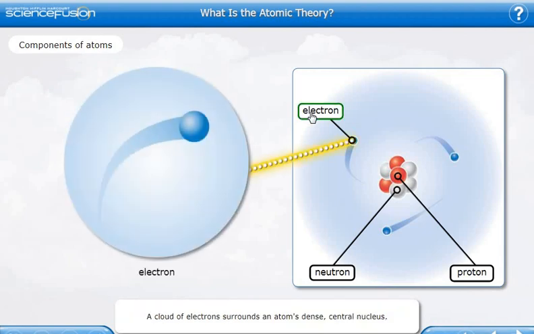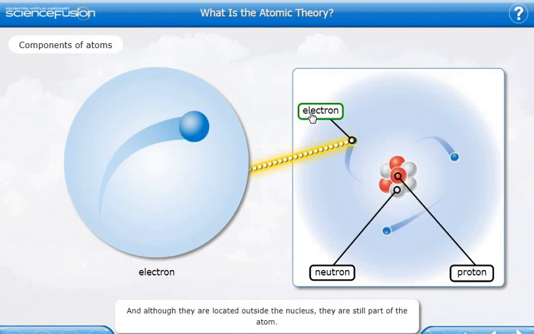A cloud of electrons surrounds an atom's dense central nucleus. Electrons are subatomic particles carrying a negative electric charge of -1. They have a mass that is nearly 2,000 times smaller than that of a proton, and although they are located outside the nucleus, they are still part of the atom.